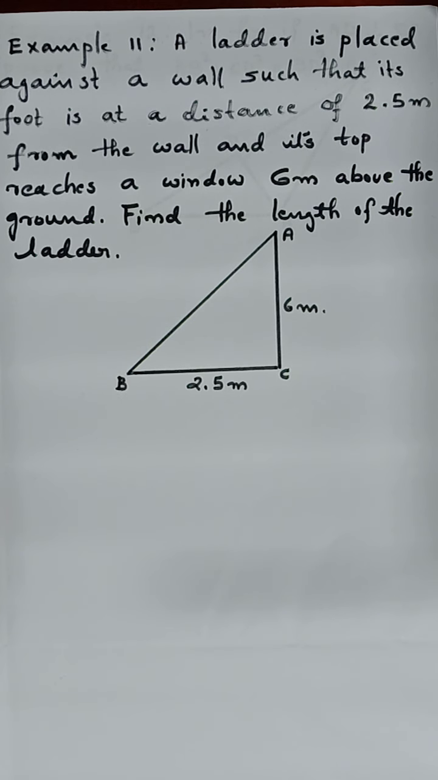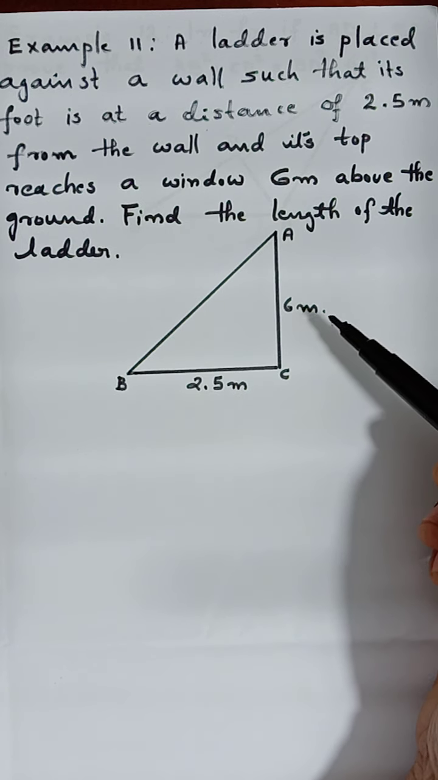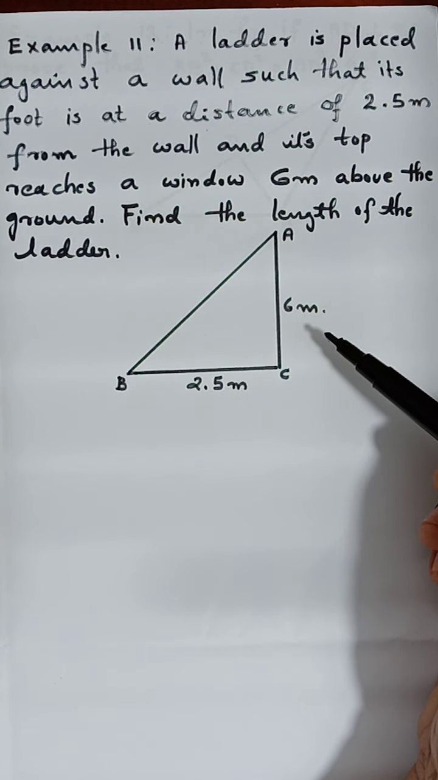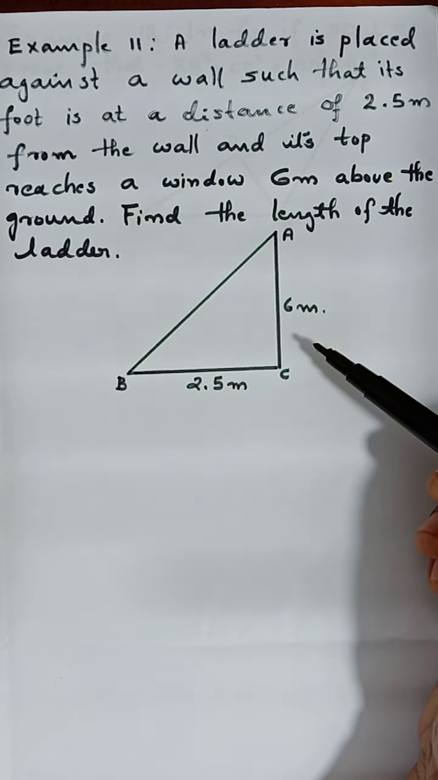We shall move to example 11. A ladder is placed against a wall such that its foot is at a distance of 2.5 meter from the wall and its top reaches a window 6 meter above the ground. Find the length of the ladder.